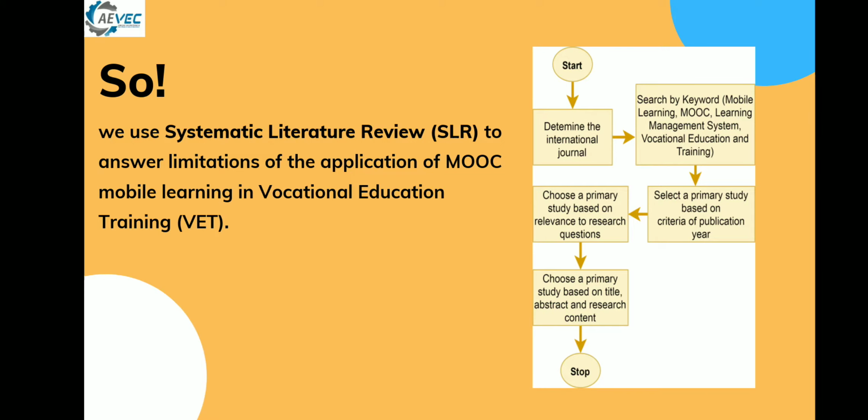So we use a systematic literature review to answer the limitations of the application of MOOC mobile learning in vocational education training. The following steps are: first, determine the international journal, and then search by keywords mobile learning, MOOCs, learning management system, vocational education, and training, and then select primary studies based on criteria of publication year, and then choose primary studies relevant to the research question, and finally, choose primary studies based on title, abstract, and research content.